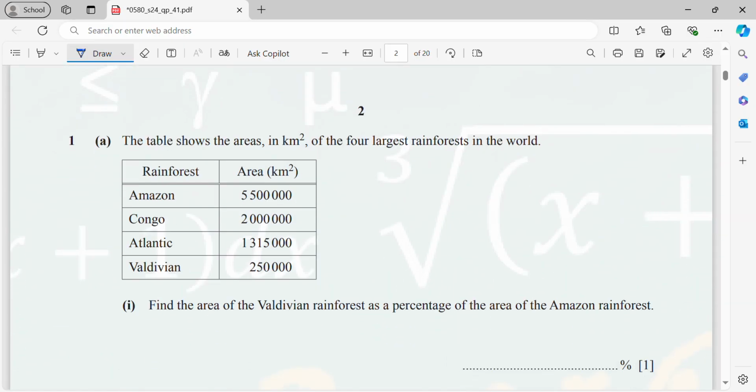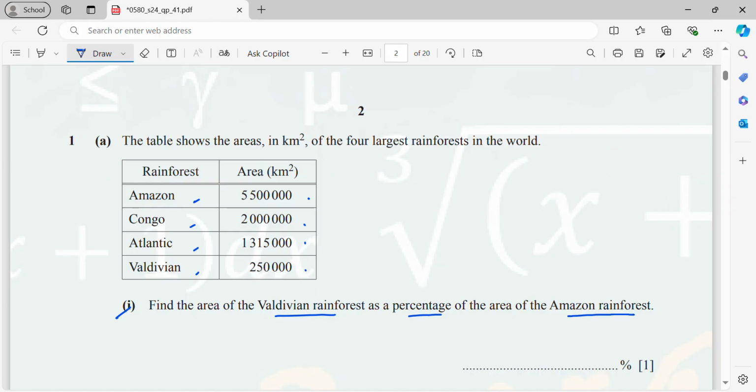For question 1a, the table shows the areas in kilometers squared of the 4 largest rainforests in the world. So you have Amazon, Congo, Atlantic, and Valdivian, with their corresponding areas in kilometers squared. First part, find the area of Valdivian rainforest as a percentage of the area of the Amazon rainforest.